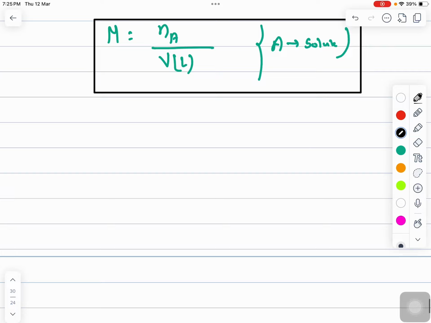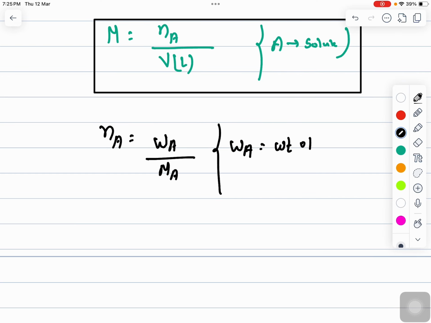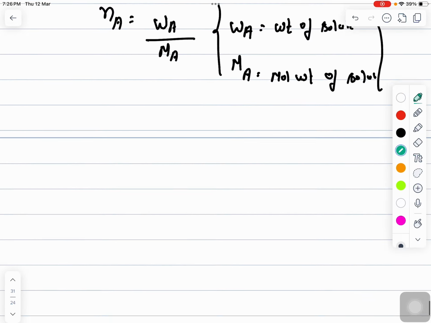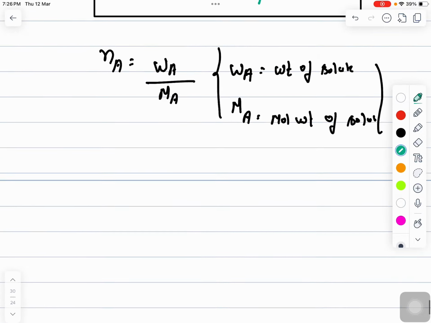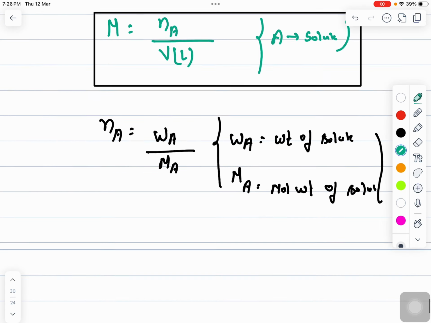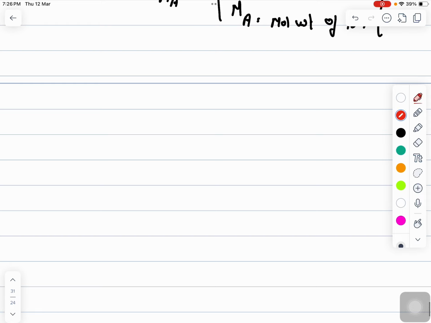So sometimes what you can see here is that the number of moles of A is equal to the weight of A divided by the molecular weight of A, where WA is the weight of solute and MA is the molecular weight of solute. This is something you should know, and this is how we define the molarity. The next term that we are going to study here is the molality.